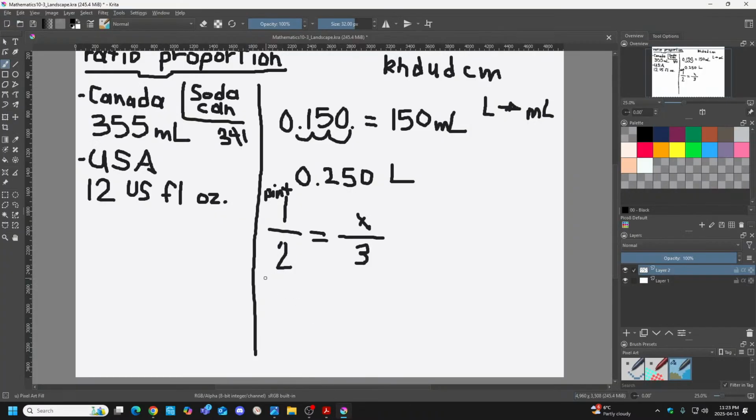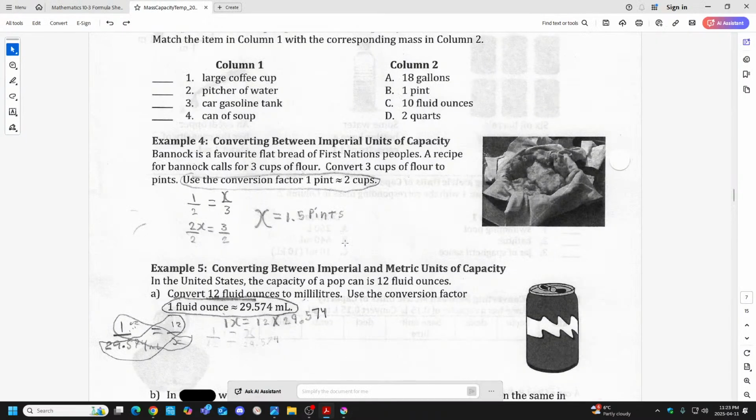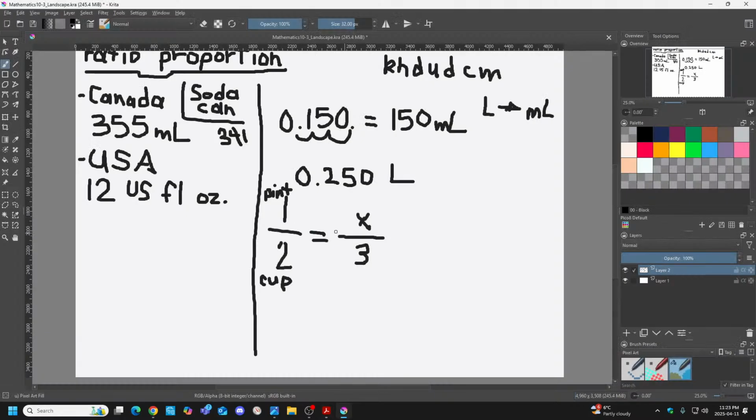Cups, right? Cups. Okay. So now it's just cross multiply. It's the same thing, right? So again, if we look, we're given 3 cups. We don't know the pints, right? So pints is unknown. So it's going to be 2x equals 3.